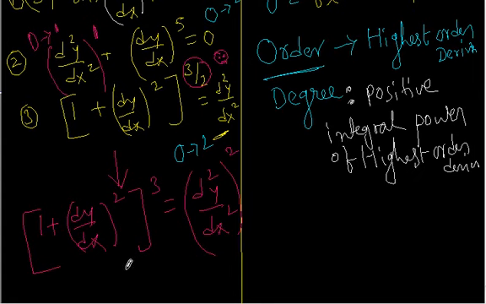In this problem, we can say most of the students will say the degree is one by just looking at this, but please note this rational power we should not have. So I am squaring on both sides, and with that I got the degree as 2.